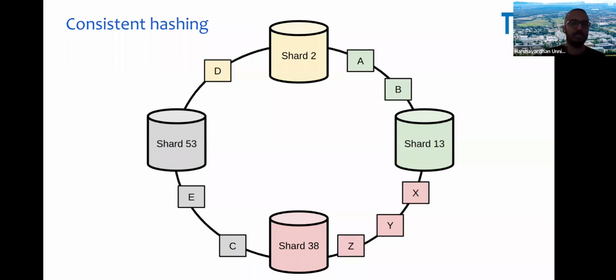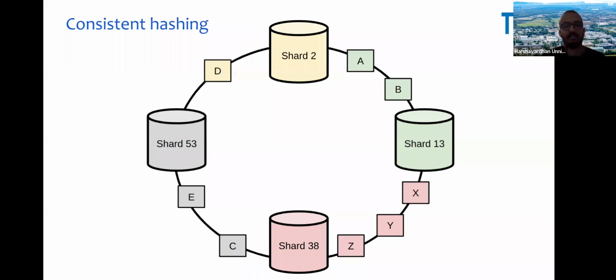This means that shard 13 is the successor for keys A and B. Hence, it will contain the values for keys A and B. We also see that shard 38 is the successor for keys X, Y, Z and contains the values for keys X, Y, Z, and so on and so forth. Additionally, each shard knows the location of its succeeding shard in the circle. For example, shard 2 knows the location of shard 13.